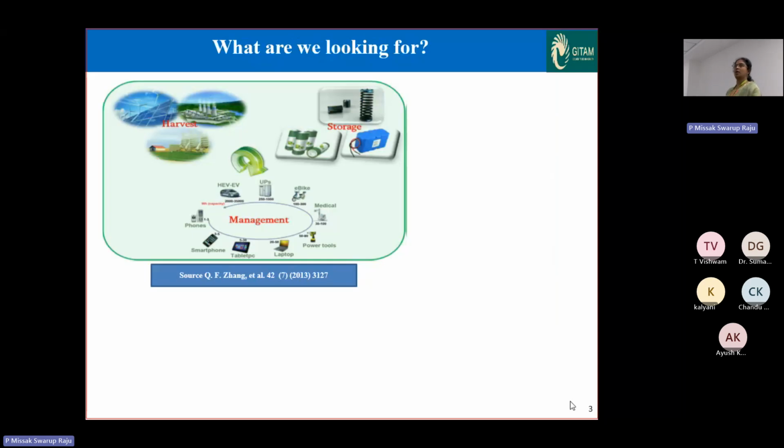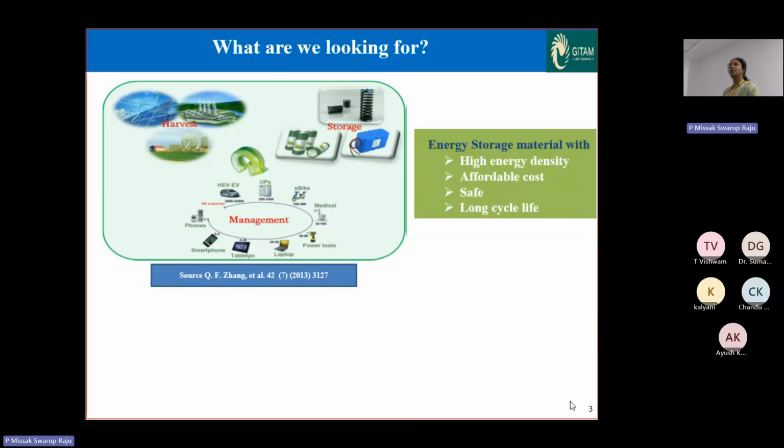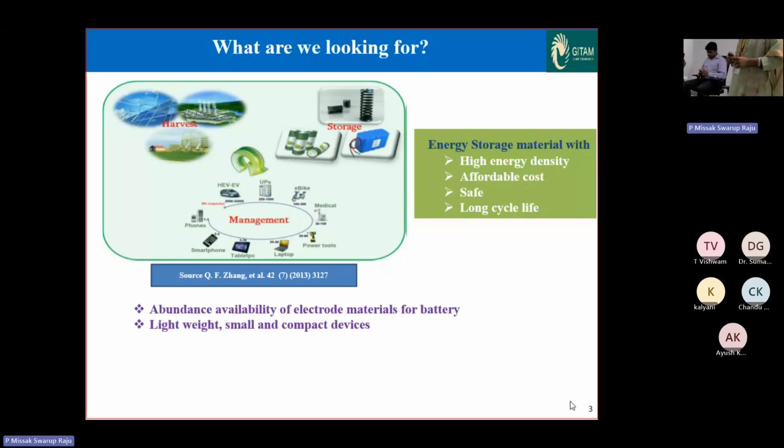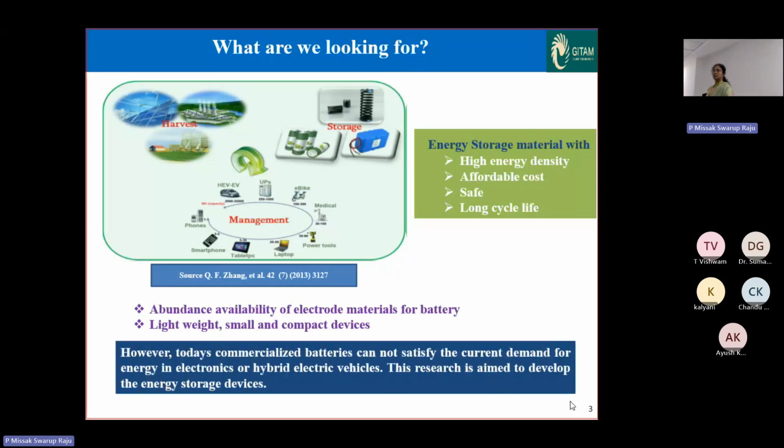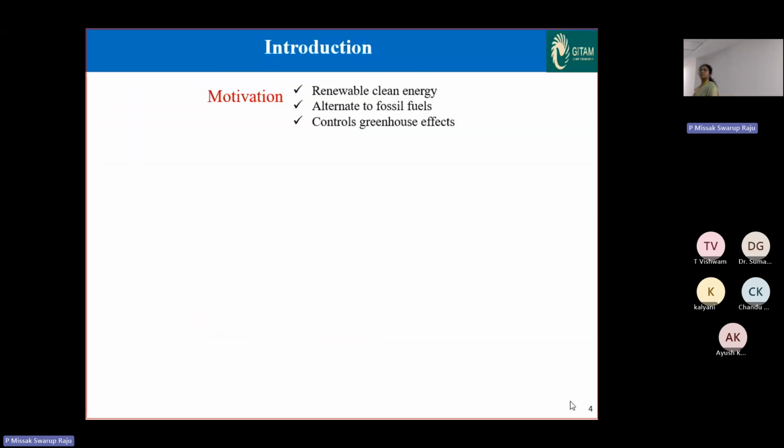Here, what are we looking for? Nowadays, we know there are different types of energy storage devices. In that, we want renewable energy storage. That energy storage compulsorily needs these parameters: high energy density, affordable cost, safety, and long life cycle, which leads to the need for sodium-ion batteries. Lightweight, small and compact devices are also needed. So my research is to develop energy storage devices for further generations.